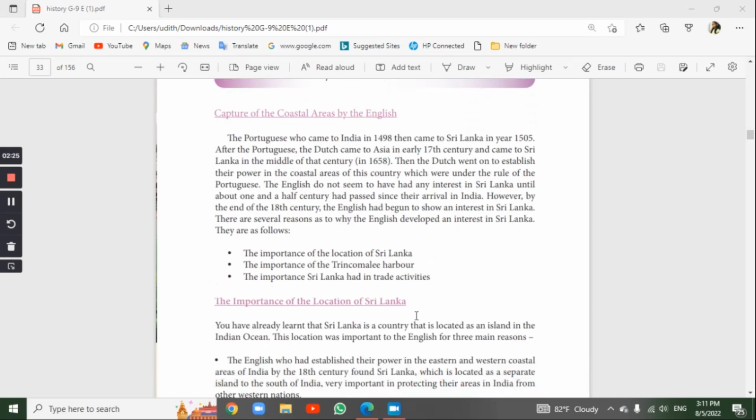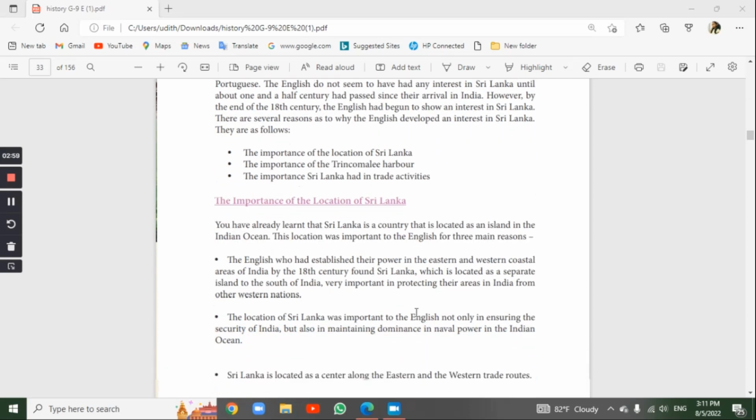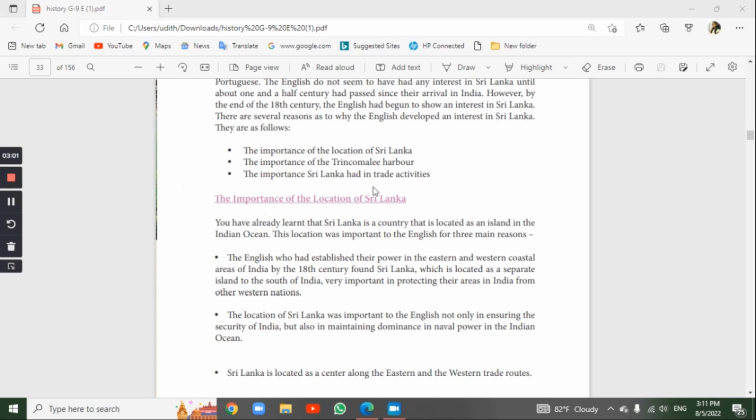The English had developed an interest in Sri Lanka for three reasons: the importance of the location of Sri Lanka, the importance of the Trincomalee harbour, and the importance of the trade activities in Sri Lanka. Those are the three reasons why Sri Lanka interested the English. What are the three reasons? Importance of the location of Sri Lanka, importance of the Trincomalee harbour, and the importance of the trade activities continued in Sri Lanka. Now let's talk about the importance of the location of Sri Lanka.